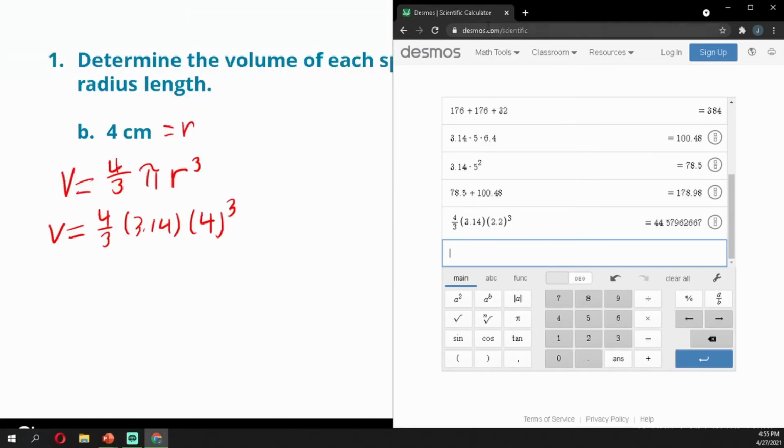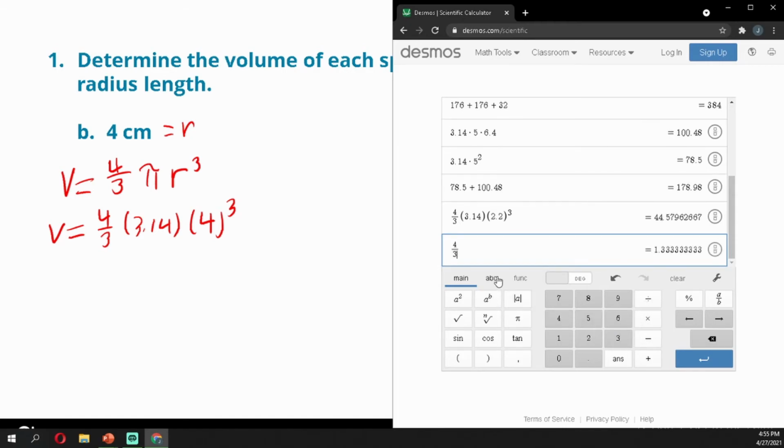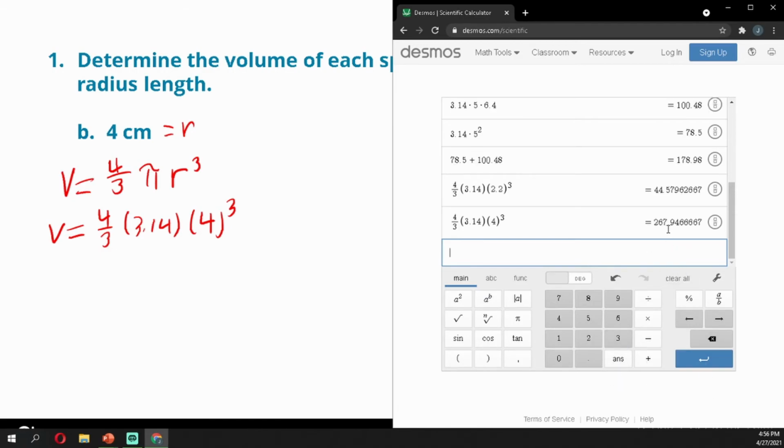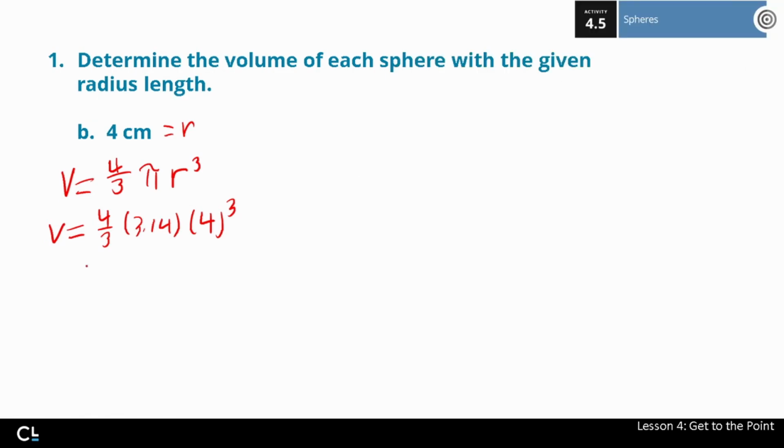So remember, Desmos Scientific Calculator. This is the best calculator out there in my opinion. We do 4 divided by 3, open parenthesis, 3.14, close parenthesis, open parenthesis, 4, close parenthesis, and then what we want to click to create the exponent is this AB symbol here, and we hit 3, and then we click enter. And it's 267.9, and we're going to round that to a 5. So let's write that. Our volume equals 267.95 centimeters cubed.